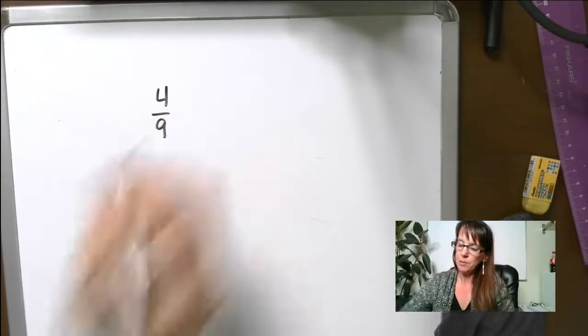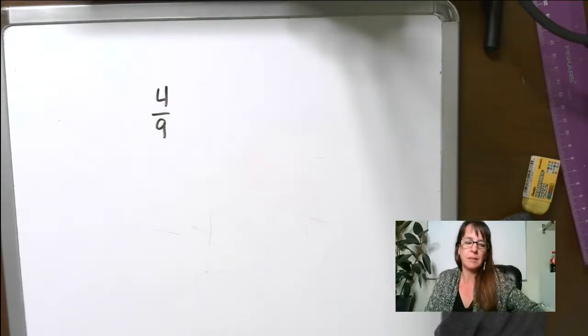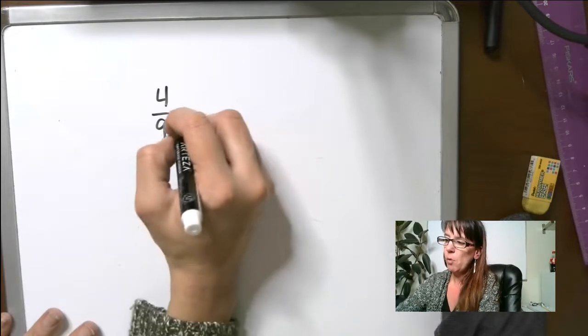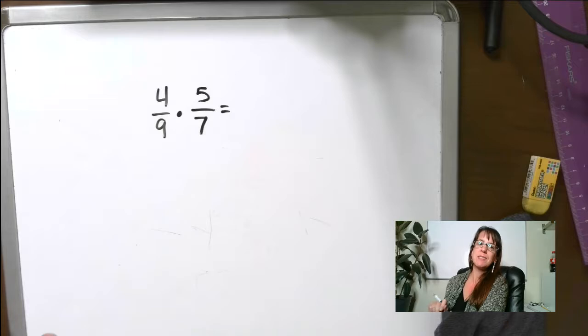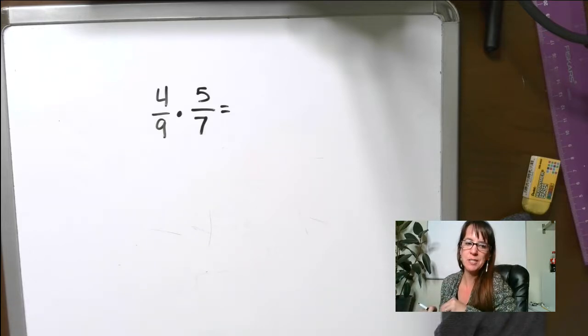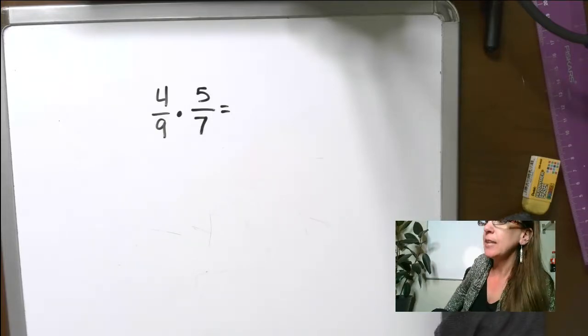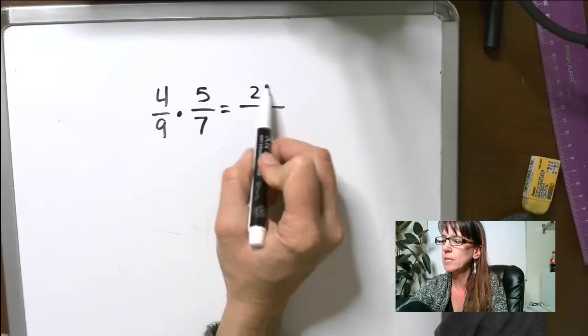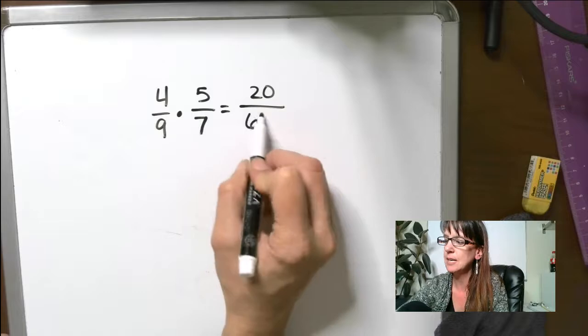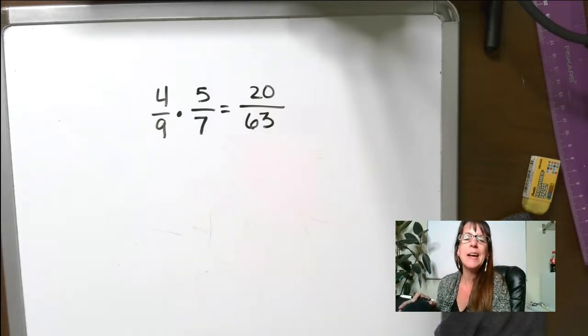For our first example, 4/9 times 5/7. Guys, I love multiplying fractions because it's way easier than adding and subtracting fractions. You do not need a common denominator when you're multiplying fractions. All you do is multiply straight across the top, straight across the bottom. 20 over 63, right? Now, what you do need to ask yourself is, can I reduce this fraction?